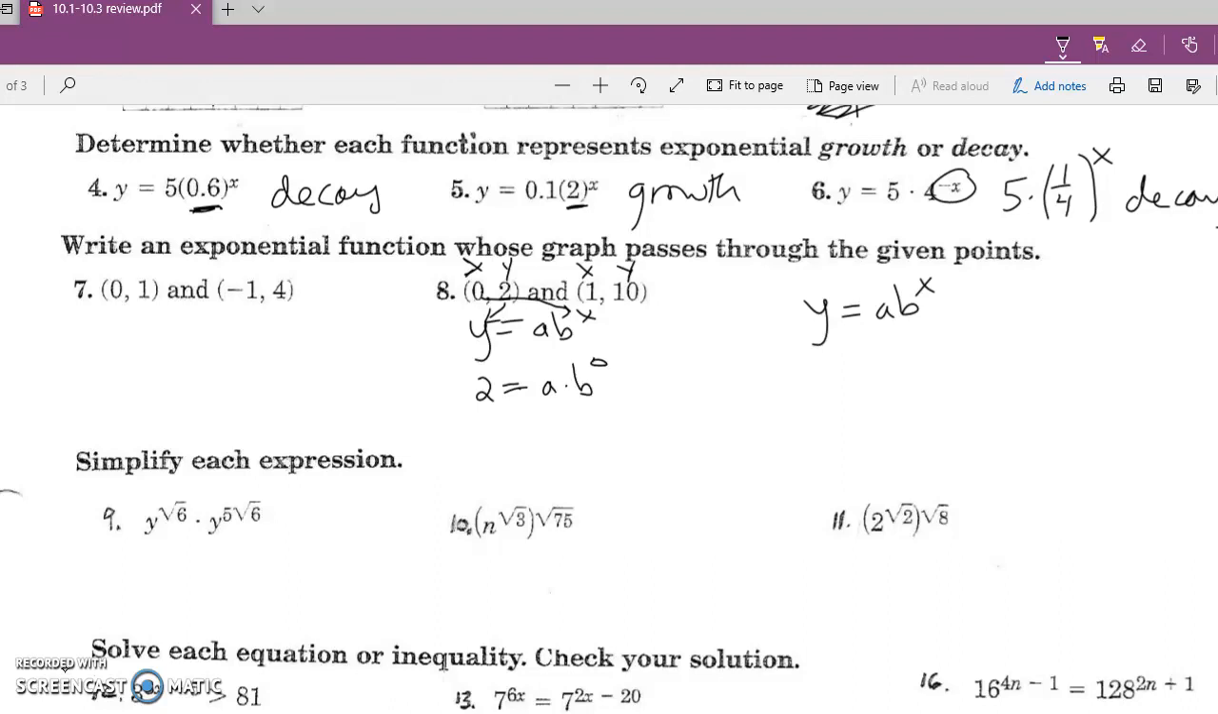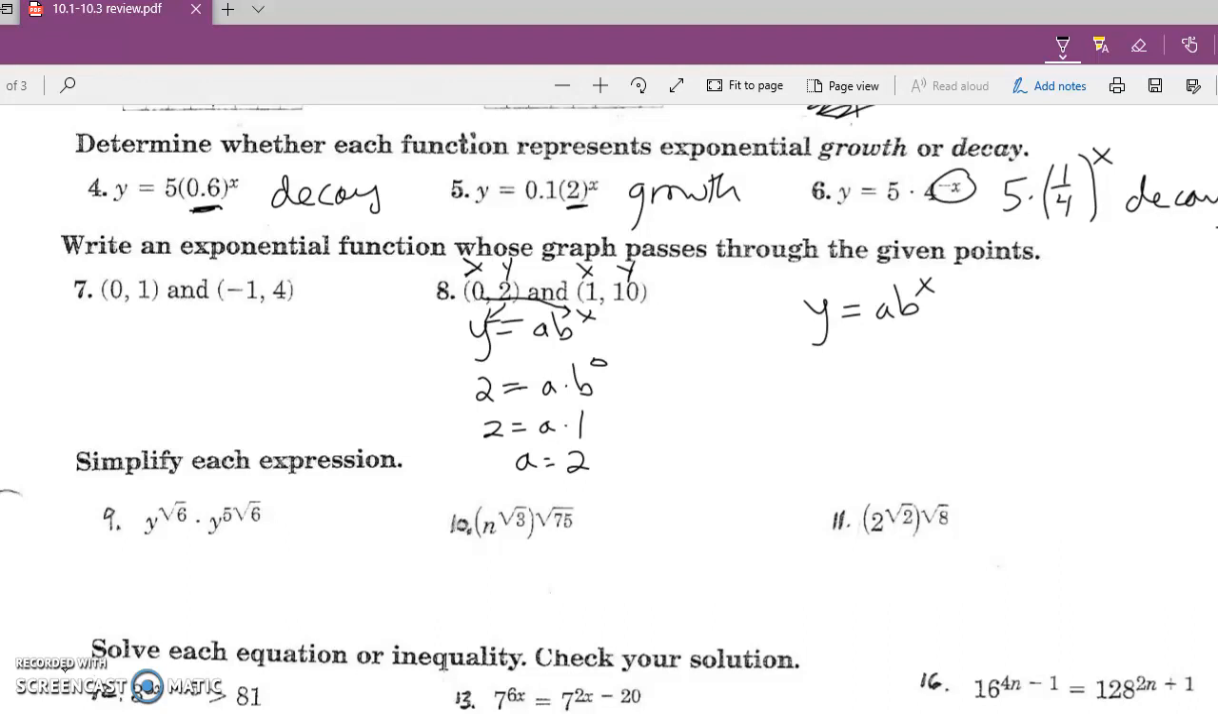All I'm doing is plugging in x and y. And I end up with 2 equals a times anything to the 0 power is 1. So that's really just a equals 2. So I found my a.